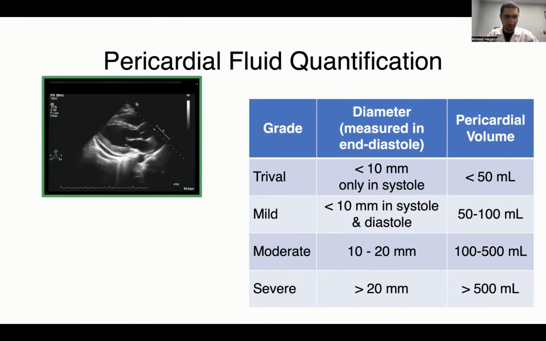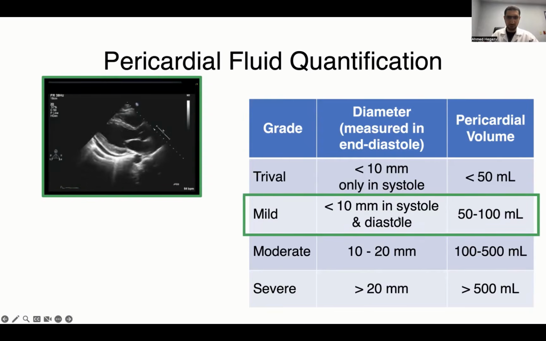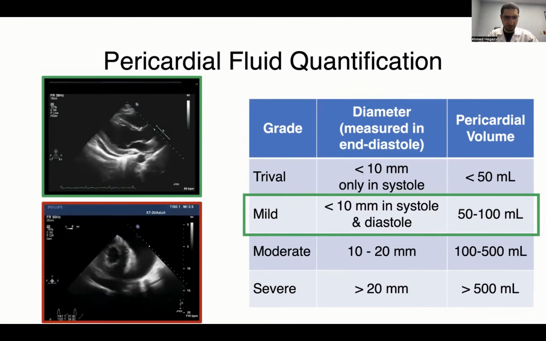So let's look at the image on the top here, where we can see that there is a pericardial effusion that is visible in both systole and diastole. It does not disappear during diastole, and it's likely less than 1 centimeter in diameter. And so what we're looking at here is a mild pericardial effusion. We're expecting about 50 to 100 mils of pericardial volume.